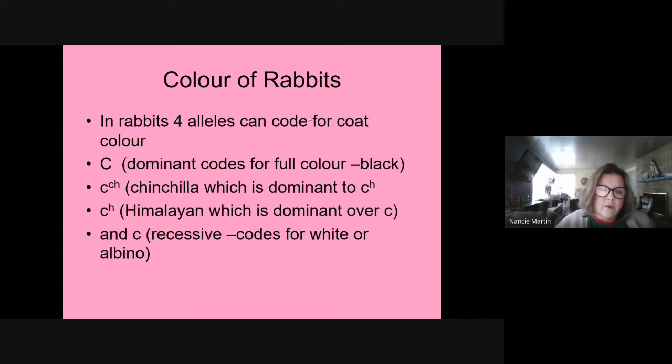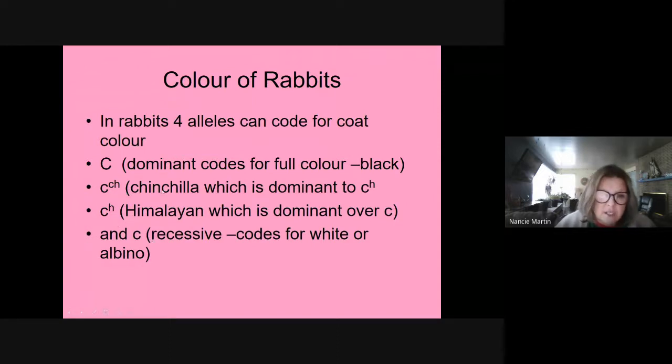So we're going to use a big C for the overall dominant one. We use C because they're talking about full color being black. We could use a B, but we're going to use a C since your textbook does as well. So if you have the big C, it's going to be dominant over this one, chinchilla. And if you look at the chinchilla in your textbook, you can see it's kind of brownish. Okay, so that chinchilla is recessive to the black, but it's dominant to 2 other coat colors.